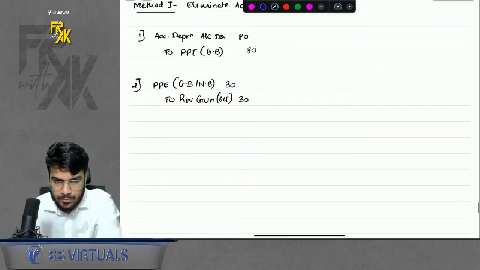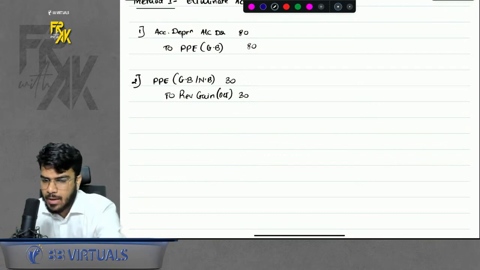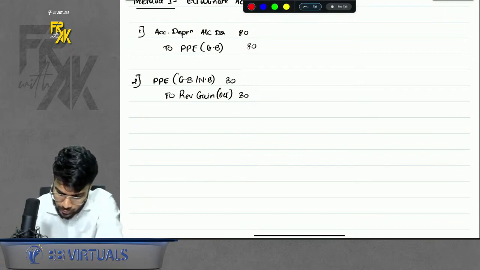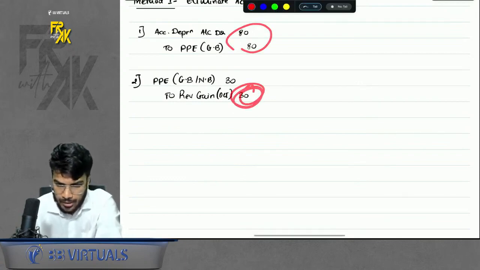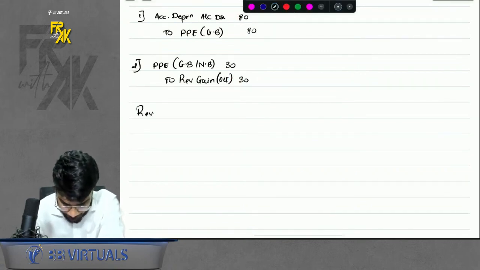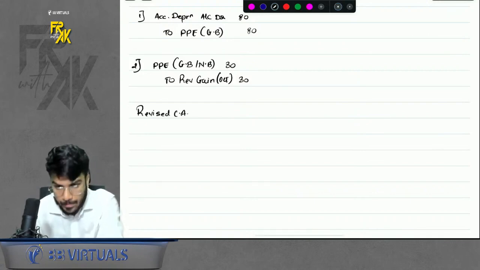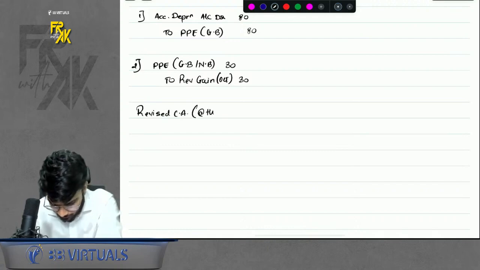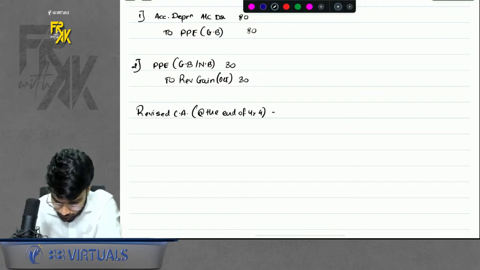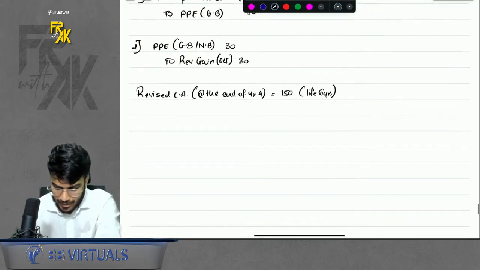Also, if I ask you one thing: after you do this elimination and this booking of revaluation gain, what will be the revised carrying amount at the end of year 4? Very good answer, everyone. The revised carrying amount at the end of year 4 will be 150. Life will be 6 years at the end of year 4.